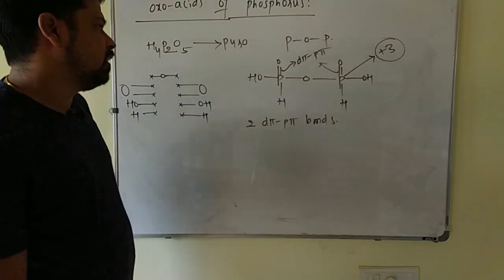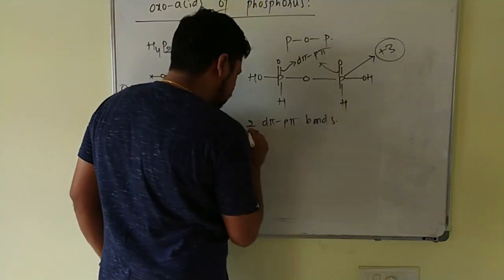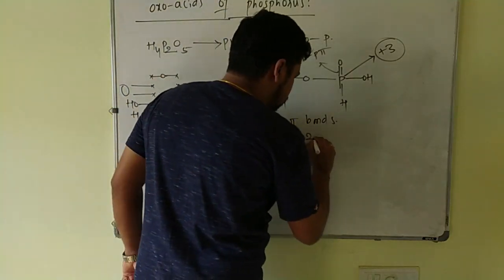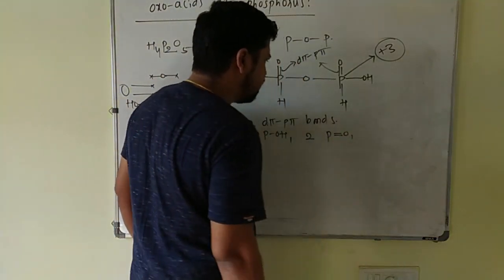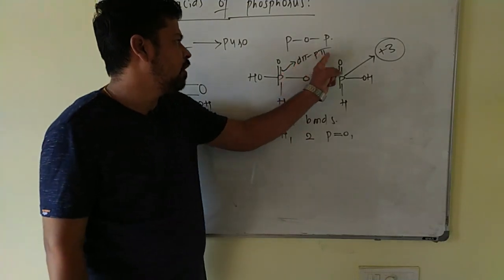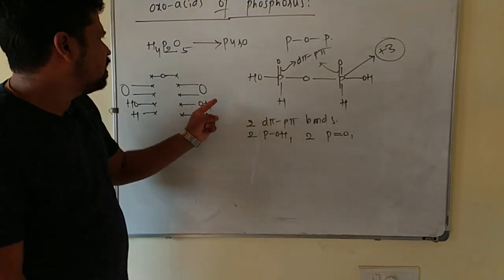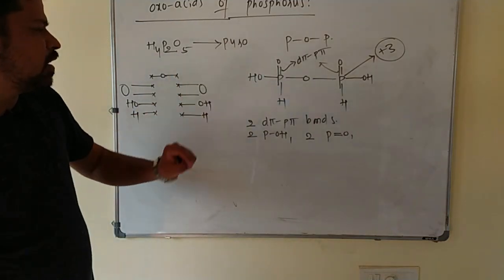d5p5 bonds are 2 here. And how many POH bonds are there? 2 POH bonds are there. Next, 2 P double bond O bonds are there. Because of that, they contain 2 d5p5 bonds here. And oxidation state is what? Plus 3. So this is the structure of pyrophosphorus acid.